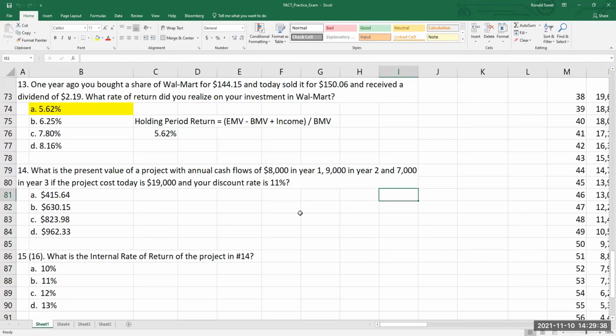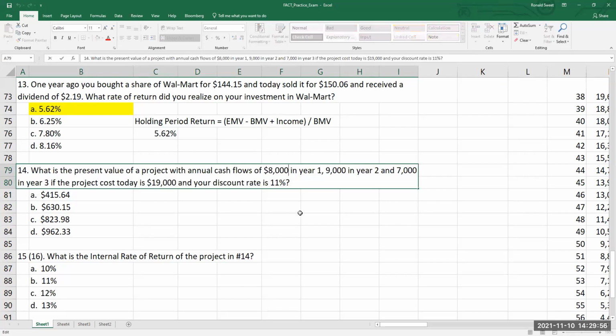So, and if it's initial cost, type it as a negative number. So net present value we're looking for, they invest money today in order to get these benefits. So here they're going to invest 19,000 today in order to get 8,000 next year, 9,000 in 2 years, and 7,000 in the third year. So your initial is negative 19,000, and then you put those other two.